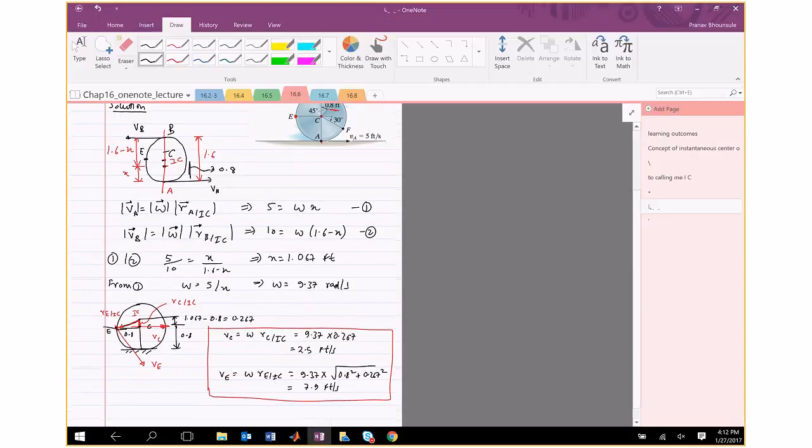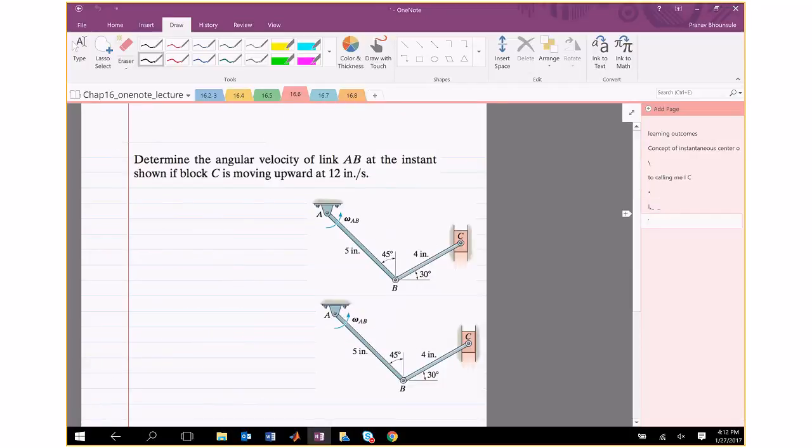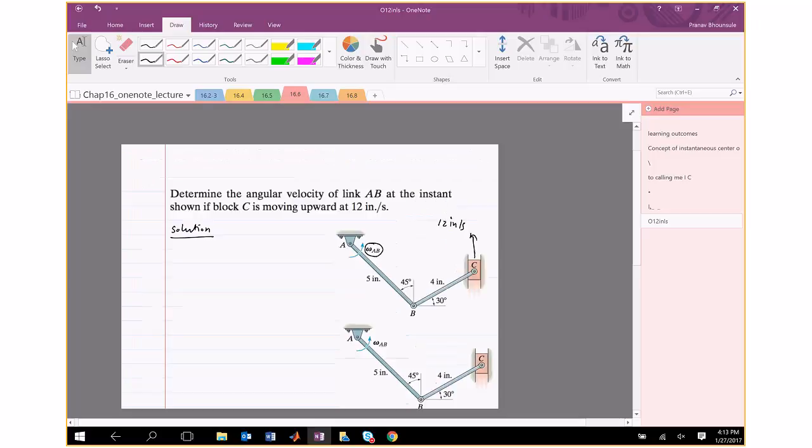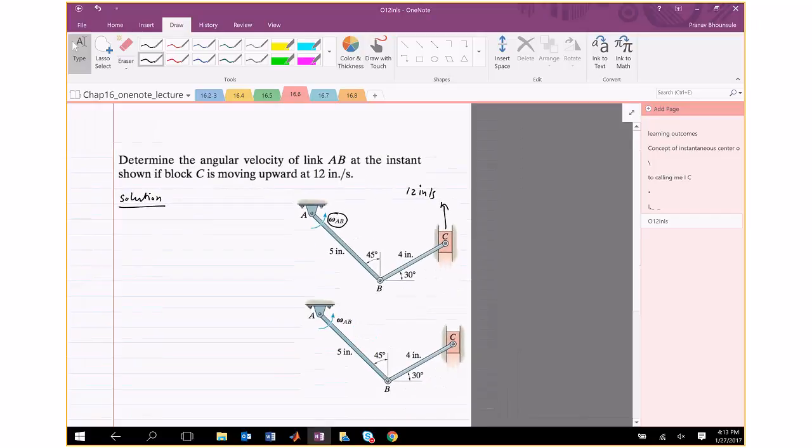Okay, so the final problem I want to do is this problem. Let's read the question. You have to find the angular velocity of link AB at this instant that the block C is moving upwards with a velocity of 12 inches per second. I have redrawn the figure to help me with solving this. So I want to know the angular speed of AB.